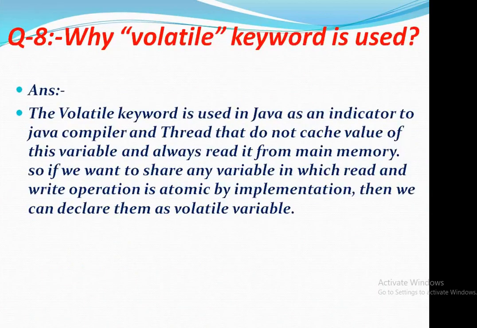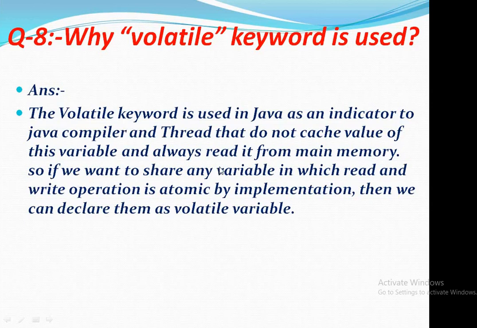Why is the volatile keyword used? This is also a very important question, which is mostly asked in interviews. The volatile keyword is used in Java as an indicator to the Java compiler and thread not to cache the value of this variable and always read it from main memory.